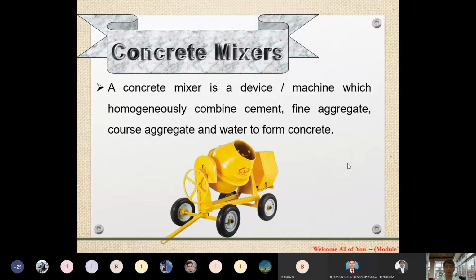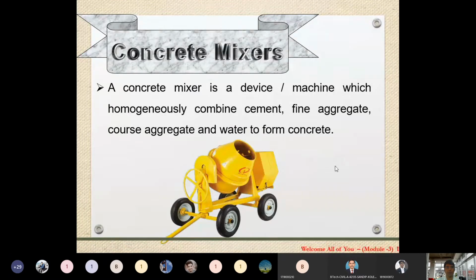Yes, sir. Okay. So the concrete mixers, what do you mean by the concrete mixers? In front of you, this is a tilting type of concrete mixer. A concrete mixer is a machine or a device which homogeneously combines cement, fine aggregate, coarse aggregate and water to form the concrete, which is known as the concrete mixer.